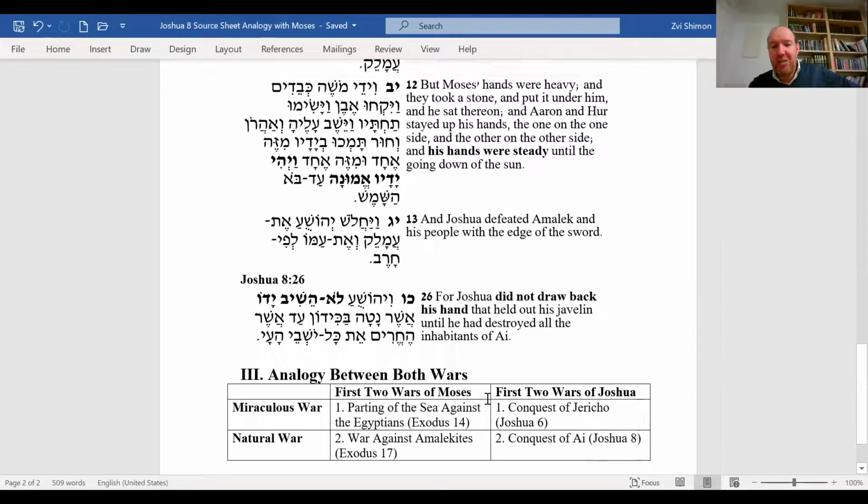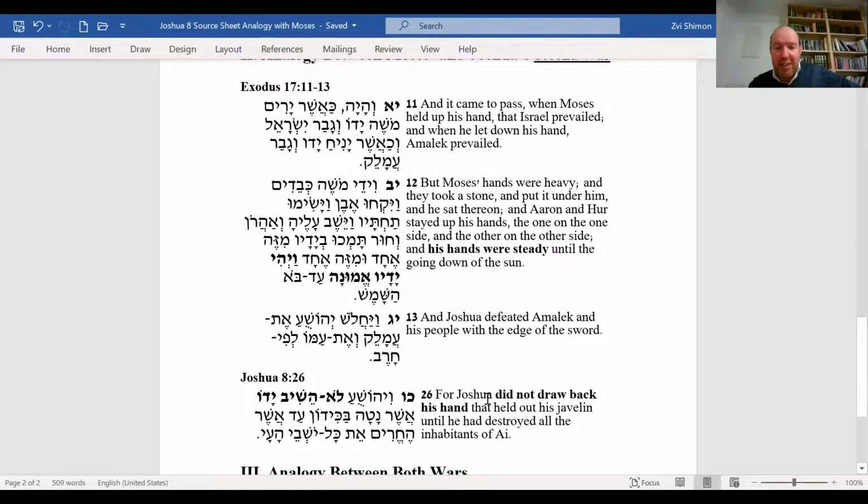And now we connect to our second victory of Joshua. We remember, in verse 26 of chapter 8 in Joshua, "For Joshua did not draw back his hand that held out his javelin until he had destroyed all the inhabitants of Ai." His spear or javelin, however you translate, remained outstretched until the end of the war. And it's fascinating, these parallels. Moses' hands were held up until they overcame the Amalekites, and Joshua's hand was held up until the Israelites overcome the people of Ai.